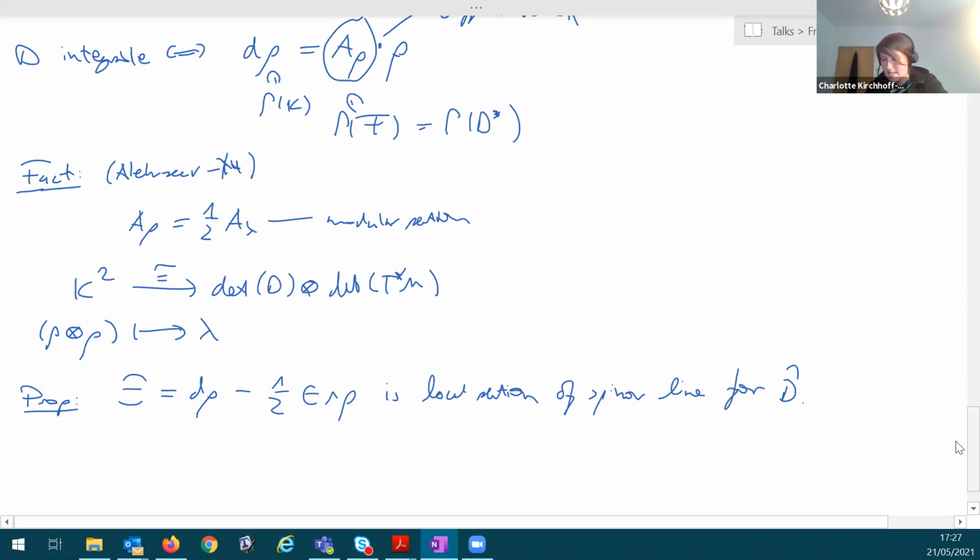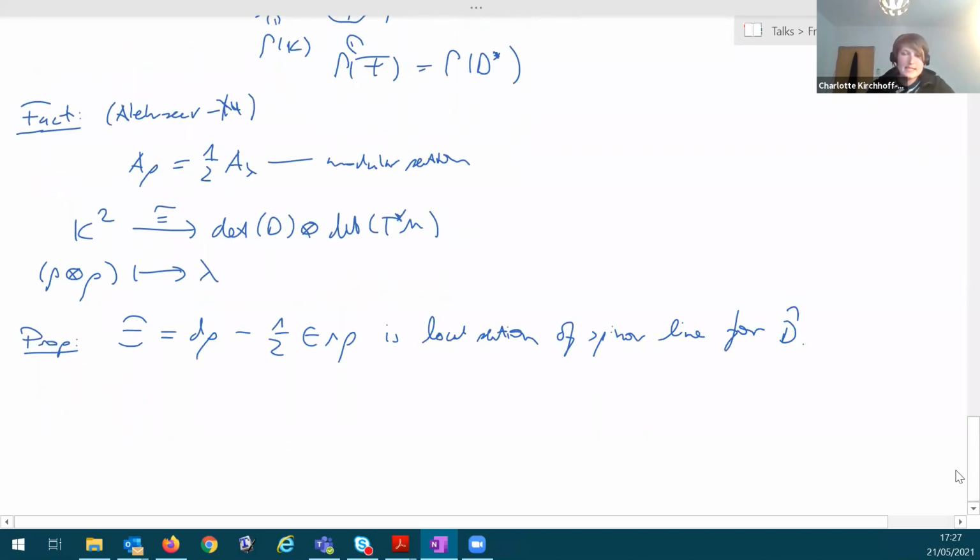So if you have this, above I had this very explicit expression for what generating sections for d hat look like. So you can check that when you act with those on the spinor with a Clifford action, those are precisely the ones that annihilate the spinor.